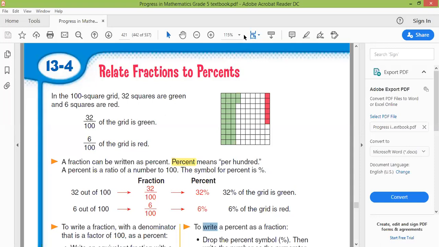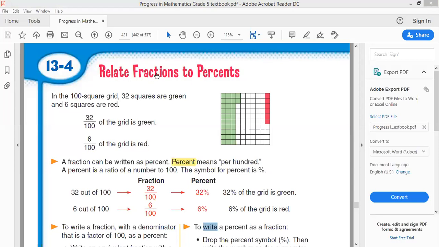A ratio. The ratio, teacher, is a comparison of two numbers with each other. Yes, a comparison of two numbers. Okay, we call it a ratio. Now what will we do?